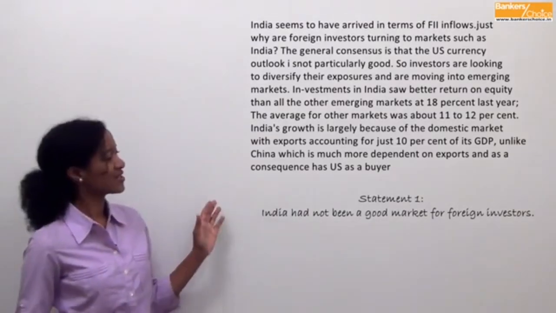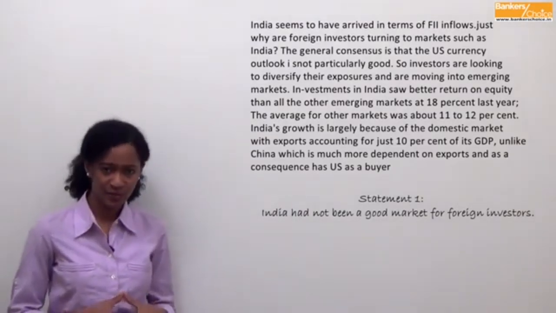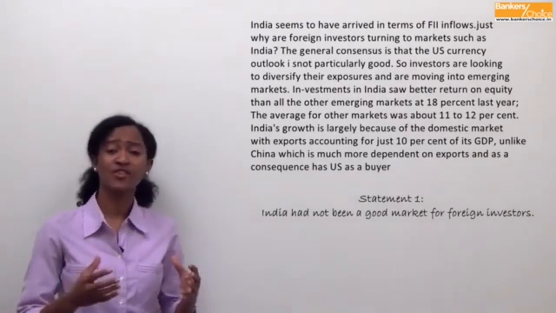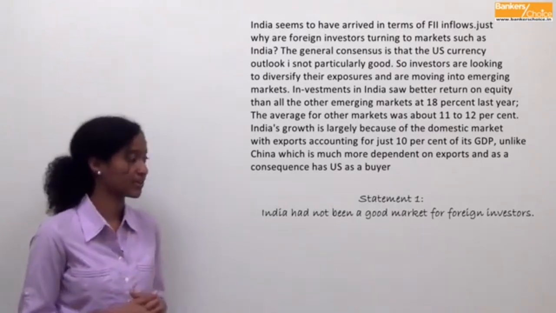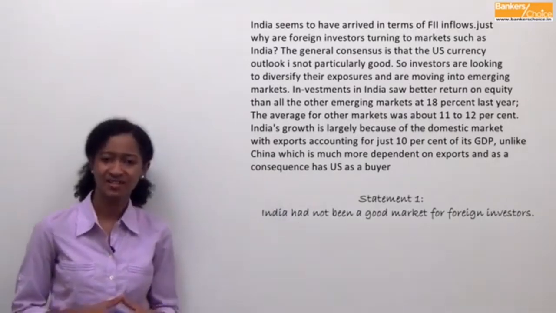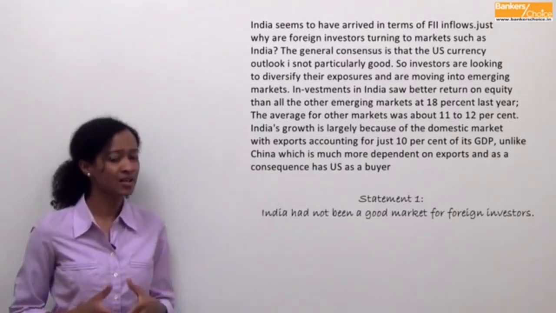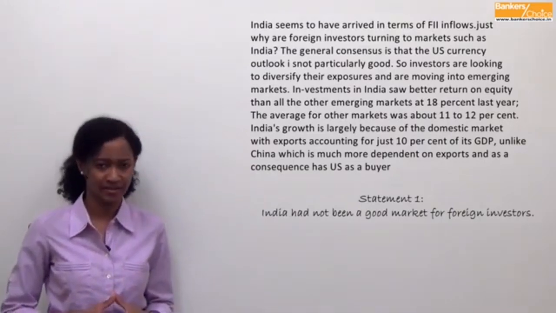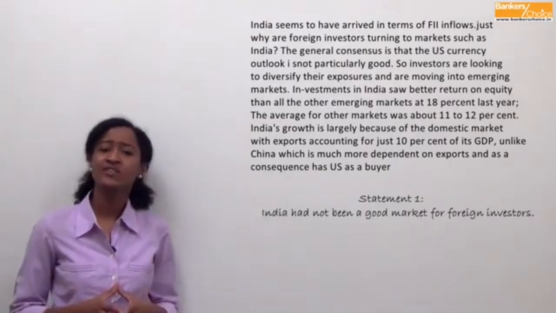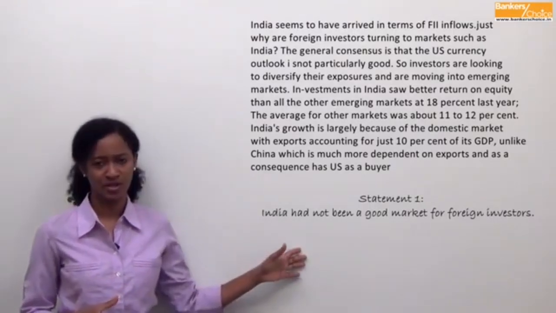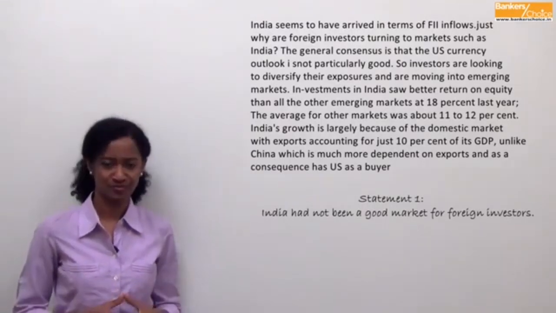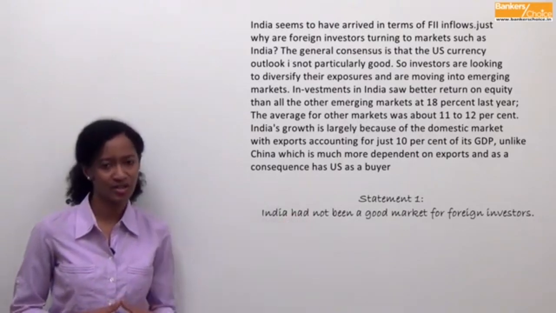If you look at the first line, it says India seems to have arrived, which means earlier maybe it was not that great. It has come to a position where foreign investors are beginning to notice the Indian market. And again, the same line says foreign investors turning to markets such as India. So right now there is a change, which means earlier maybe they weren't even looking at the Indian market for investment. So if not complete information, at least the first line gives me some information supporting this statement. I will go with option 2, the statement is inferred, which is probably true, because there's some information supporting it.